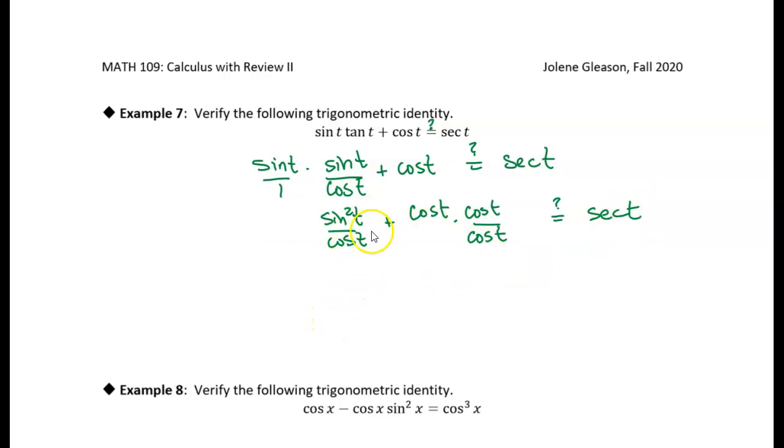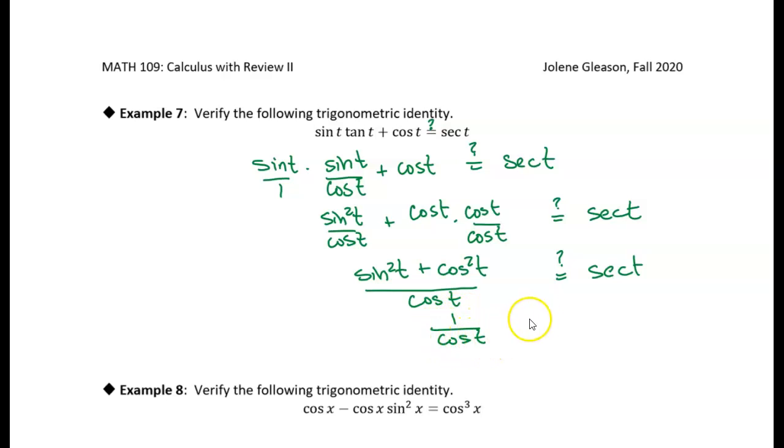Let's see what happens. Okay, so I've got a common denominator, so I can combine these two now. So I have sine squared of t, and then cosine times cosine is cosine squared of t, and this is all over cosine of t. Okay? It's getting closer, right? I'm asking, is this equal to secant of t? And I know that sine squared plus cosine squared is 1. So this is equal to 1 over cosine of t. Is that equal to secant of t?